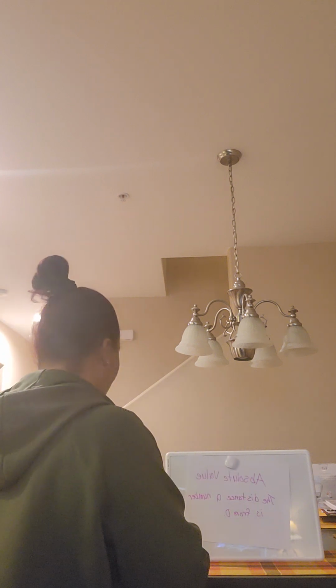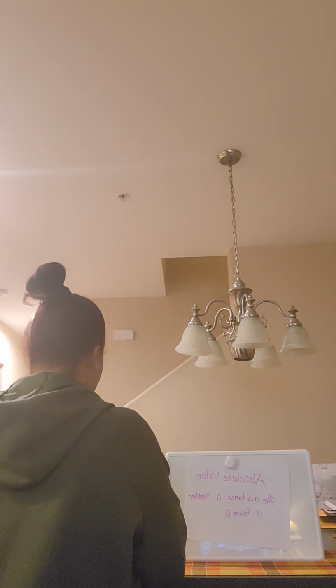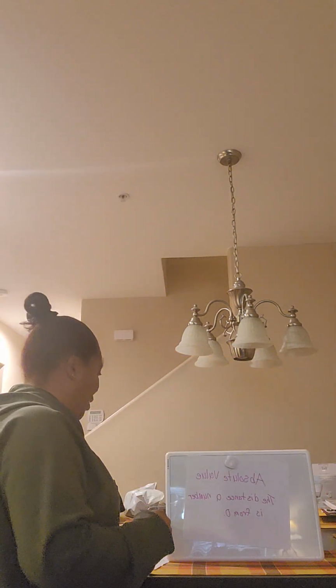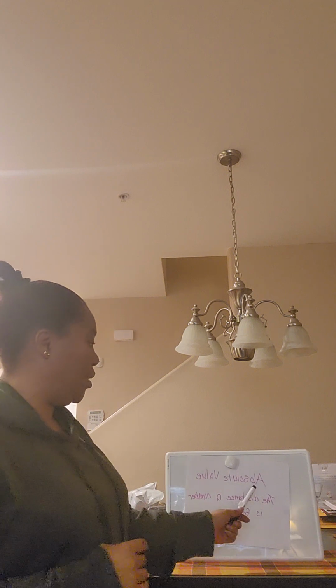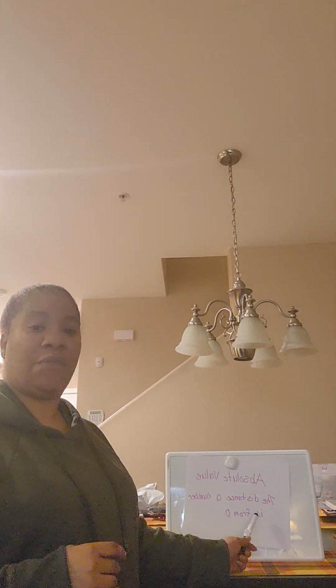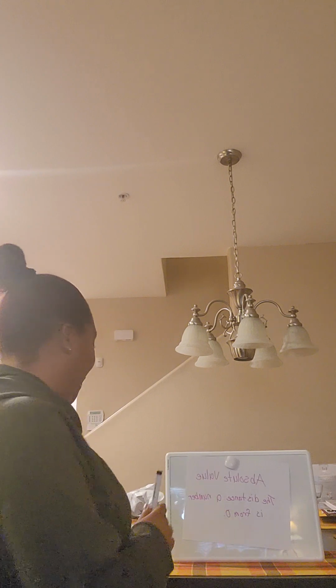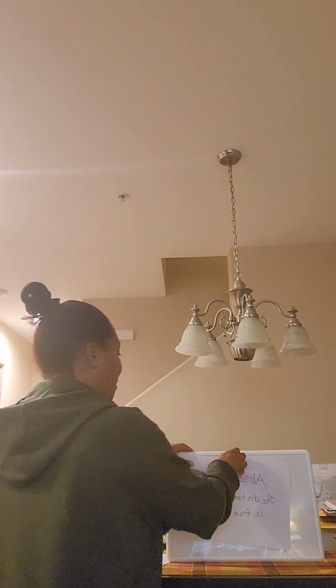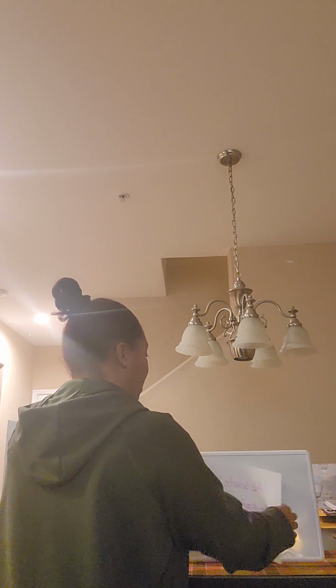So you're going to write your definitions down in your notebooks. The first vocabulary word is absolute value, which means the distance a number is from zero. Next up, the next key term is opposites.